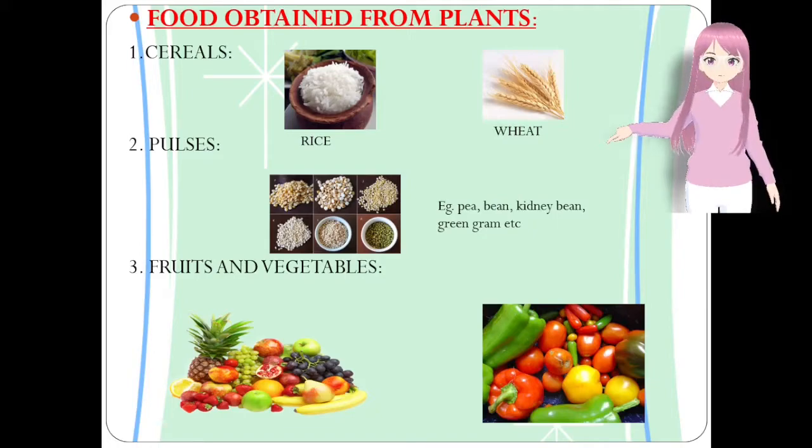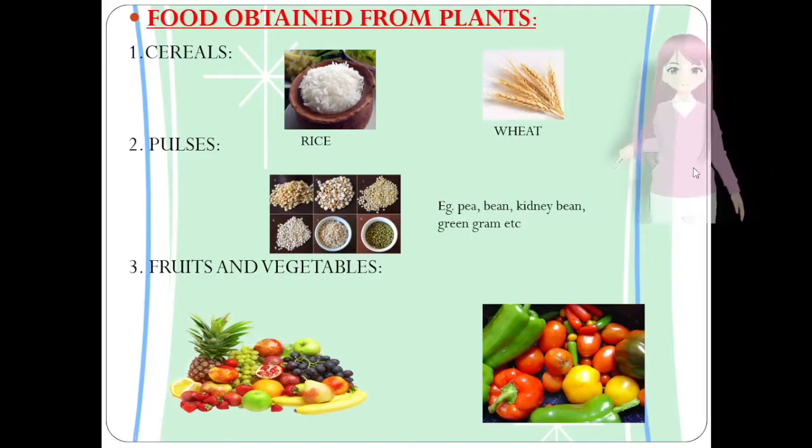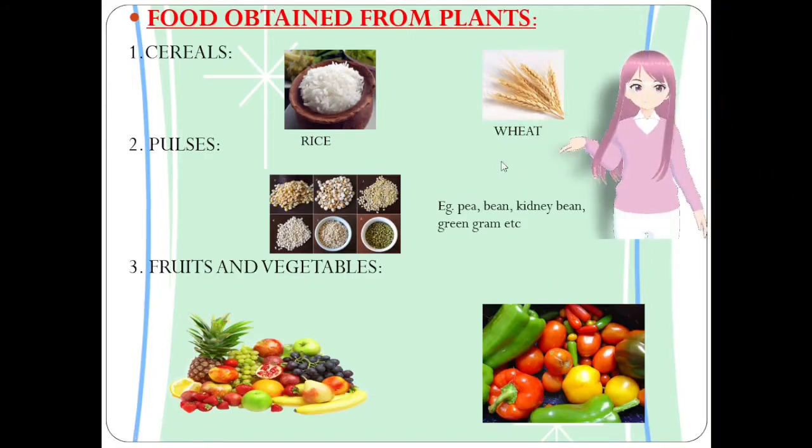Then comes another food item which is obtained from plants, which are pulses, right? So you can see pulses here. You might have seen your mother prepare a lot of different types of pulses, like pea, bean, kidney bean, green gram, black gram, etc. And these are all very rich sources of protein. So pulses are the food items which are obtained from plants.